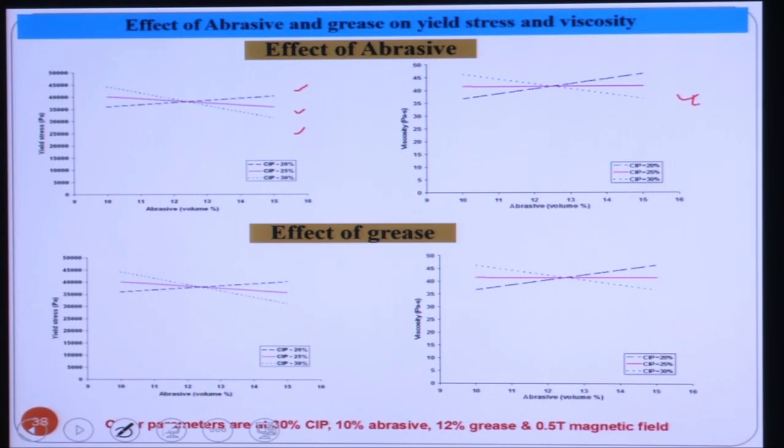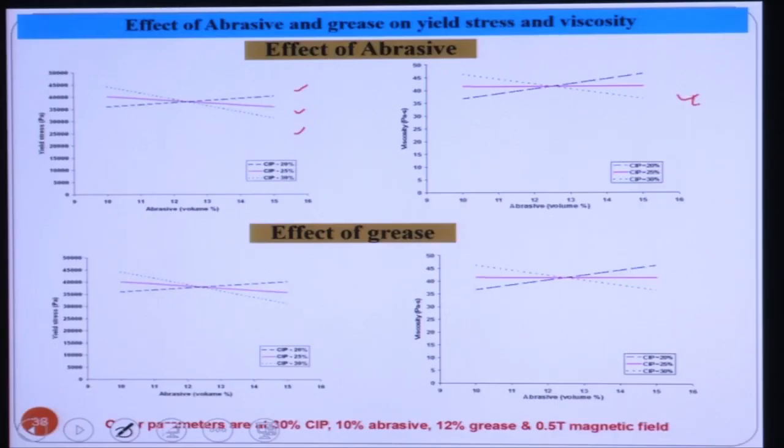And with the increase in grease concentration also, we can see that the yield stress and viscosity of this fluid reduce, because grease acts as an inhibitor. For a certain fixed magnetic field, if we increase the grease, it will resist the CIP particles from coming together in a chain. So with the increase in grease, the yield stress and viscosity of this fluid reduce.